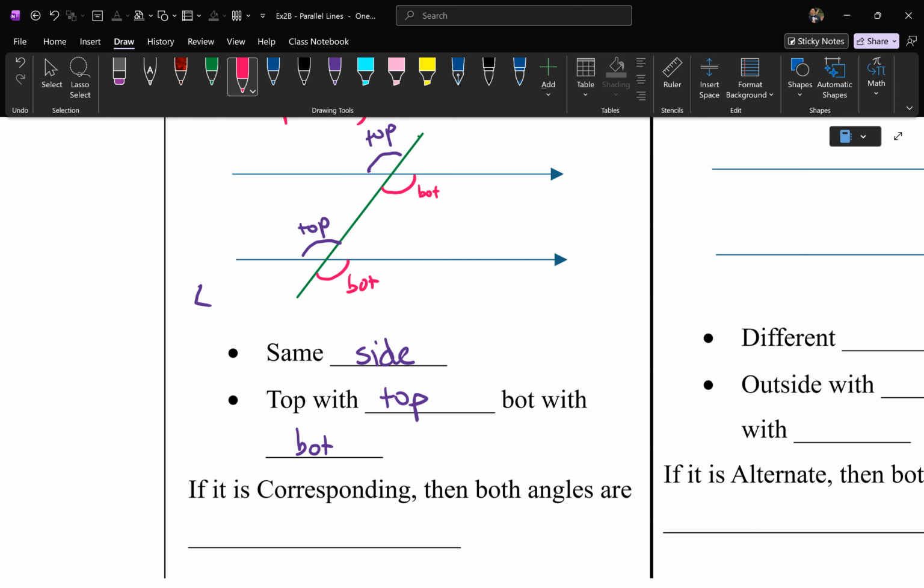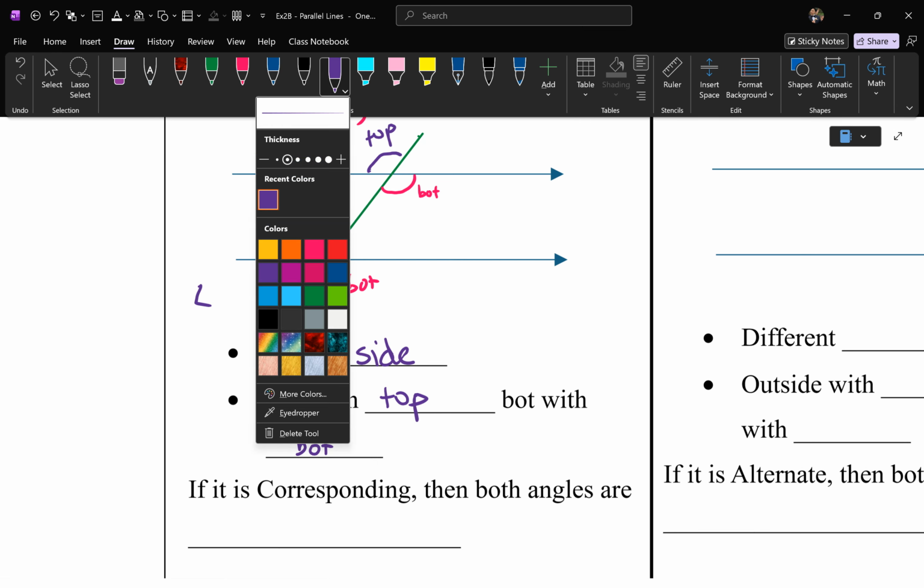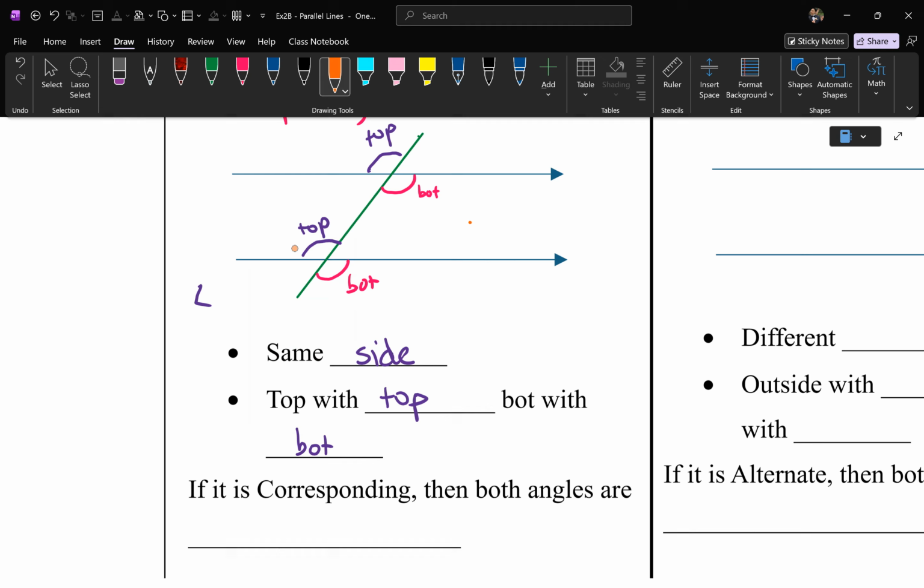I'll do another color so you can see another one. Let's see, what's another nice color to choose? Let's do orange. Okay. This one in orange is on the bottom, but on the left side. If I want a corresponding angle to it, it needs to be on the left and bottom. So that means this one. So orange and orange, these 2, bottom of the first line, bottom of the second line, those 2 are corresponding. This one is in purple. This one is on the top of the second line, and it's on the same side of the transversal line and on top of the first line, that's corresponding.